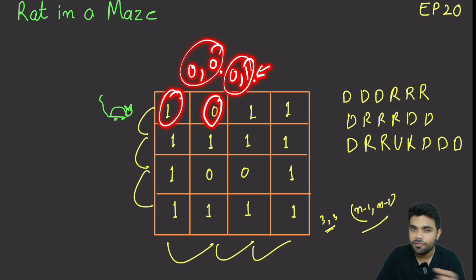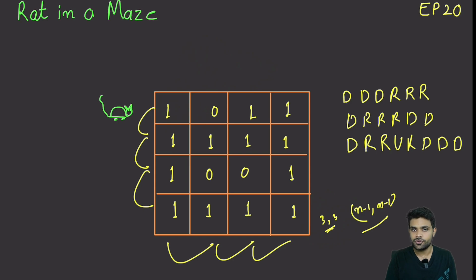It says that from wherever you are, find all the paths to reach n minus 1, n minus 1. All right, so that's what we are going to do. That's why we can use recursion over here.